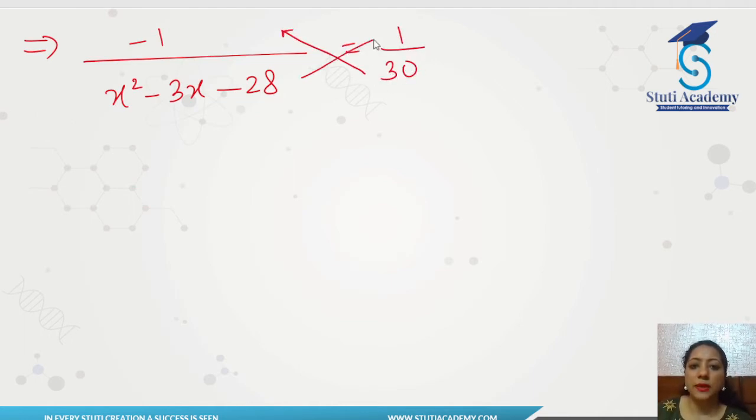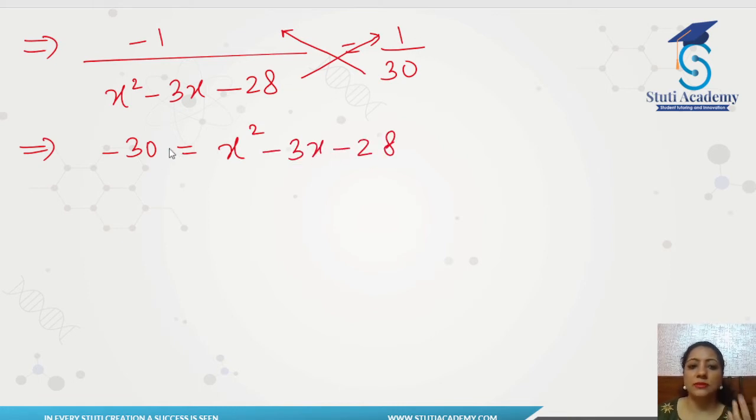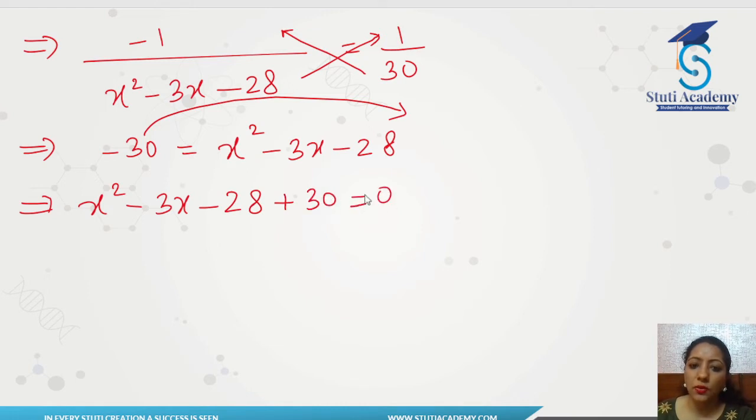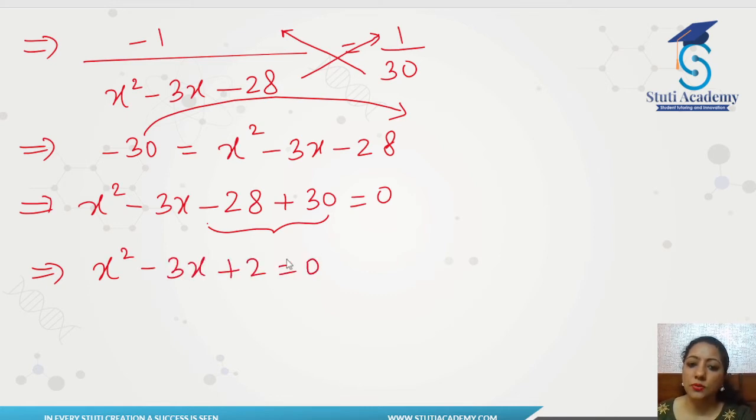Now we can cross multiply this. When we cross multiply, we'll get minus 30 times x square minus 3x minus 28, and that I've multiplied with 1, so it's as it is, the same thing. Now let us take this on the right hand side. We'll get x square minus 3x minus 28 plus 30 is equal to 0. You can combine this and then you will get x square minus 3x plus 2 is equal to 0.